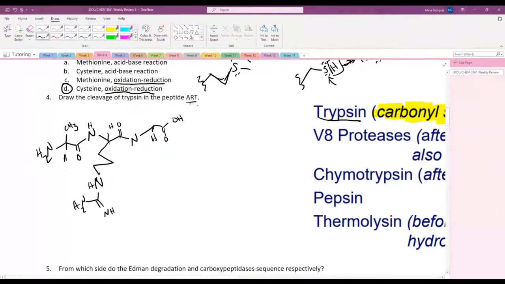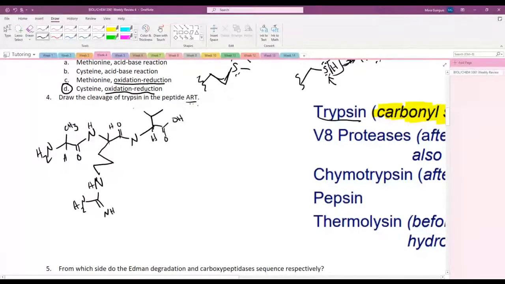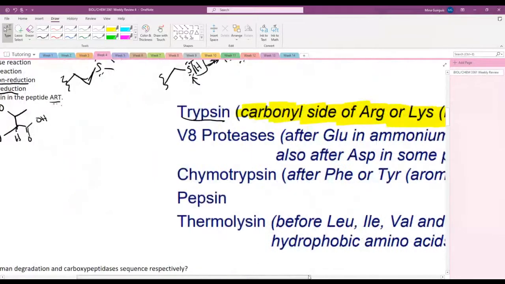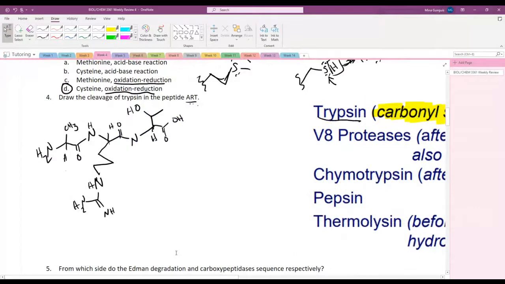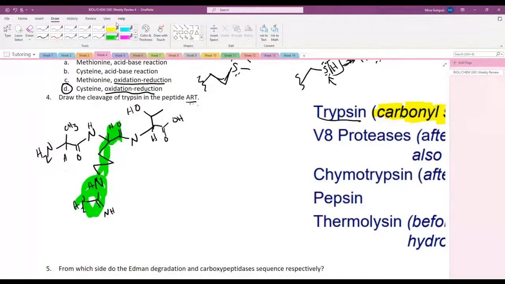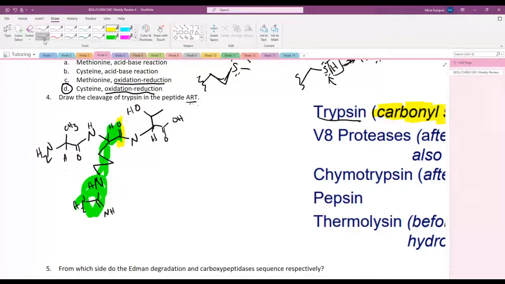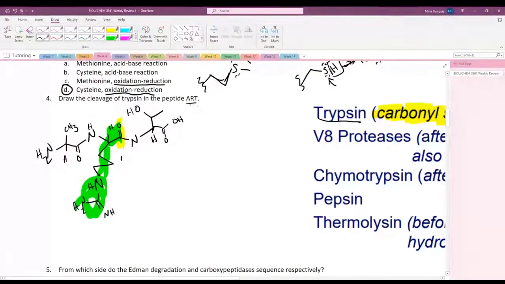Right, so threonine is really an ethyl group with an OH off the first carbon. Okay, so trypsin cleaves on the carbonyl side of arginine or lysine. Well, arginine is, and I'm going to highlight this in green, this thing, and it cleaves at the carbonyl side. So this is the carbonyl of arginine. So this specifically is what I'm looking at, the carbonyl side. So trypsin is going to cleave right here.